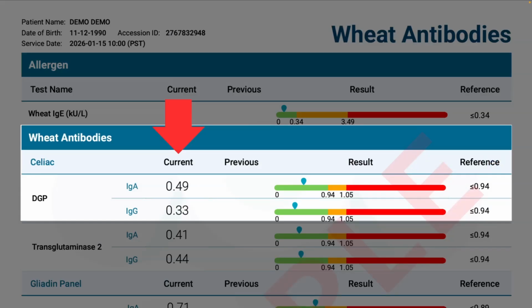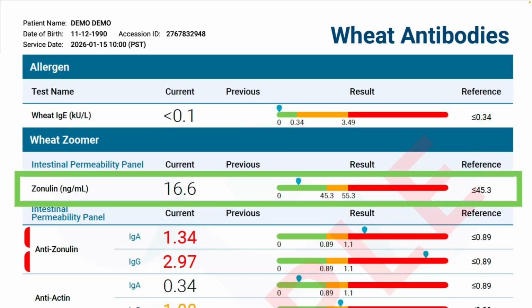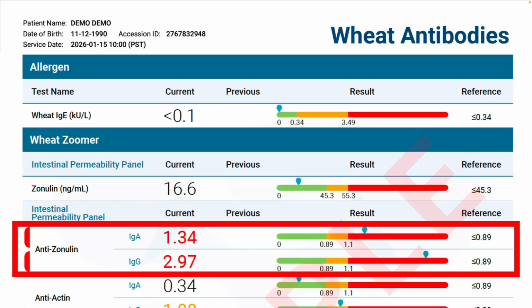Unlike food sensitivity results, which are only reported as numbers, the results for food antibody panels are reported as both a number and plotted graphically, so you can visually see how high or low your patient's results are. In this example, the patient has normal blood levels of zonulin, but elevated IgA and IgG antibody levels to zonulin. This is quite common. Serum zonulin levels can fluctuate throughout the day in response to triggers like gluten exposure and bacterial LPS. In contrast, zonulin antibodies are more stable and provide historical exposure insight.